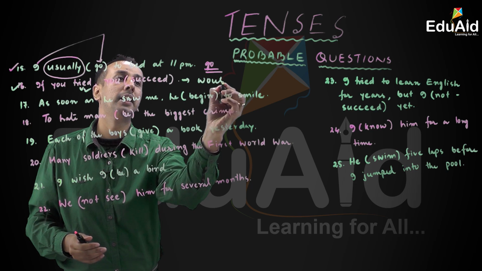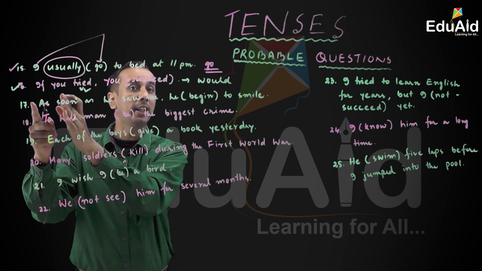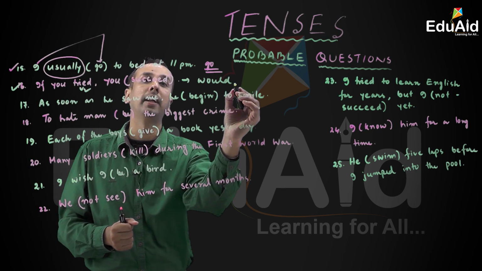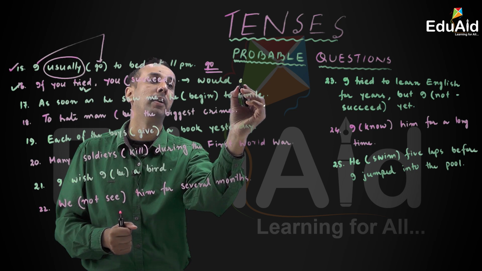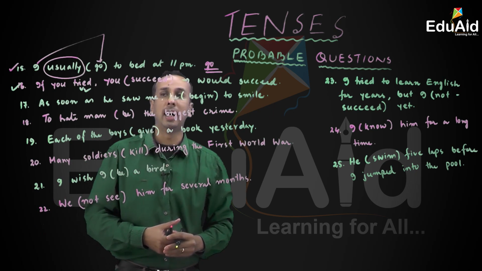Yate would have succeeded likhile kintu bhul hobo, because if you had tried, then the answer will be would have succeeded. So would, after that the verb will remain in its infinitive V1 form. Would succeed will be the answer.